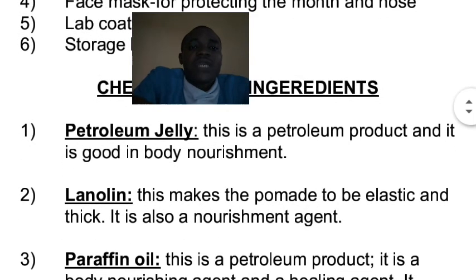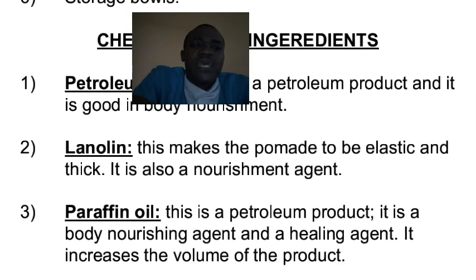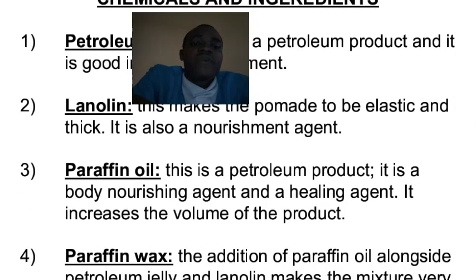The next chemical is called lanolin. This one makes the pomade very elastic and thick. It's a nourishment agent. Then another one, which is paraffin oil. This one is a petroleum product as well. In fact, almost everything in pomade is meant to nourish the body. So this paraffin oil is for nourishing the body. It's a body nourishment agent, and it's a healing agent.